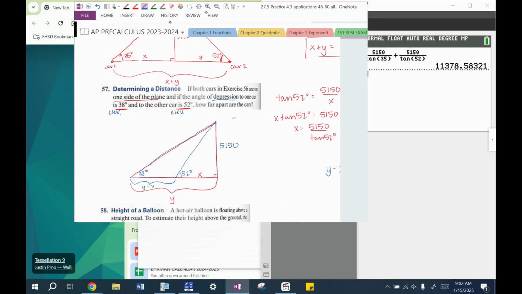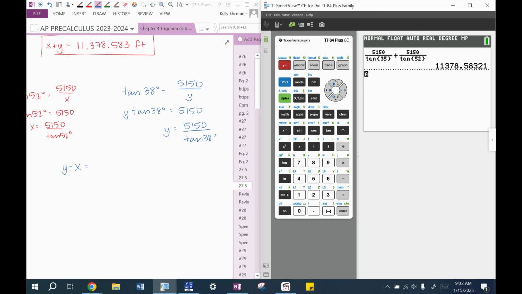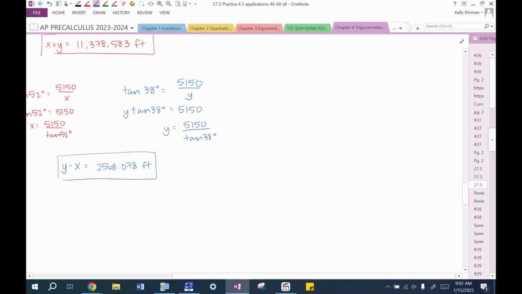So when I type this in, I'm going to type in y first. So y equals 5,150 divided by the tangent of 38 minus 5,150 over the tangent of 52. So these cars are 2,568.078, and that's still measured in feet because we're using the same units as we did last problem.